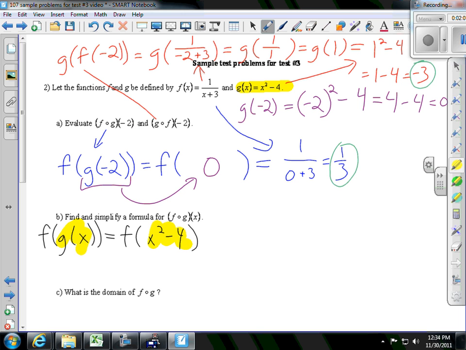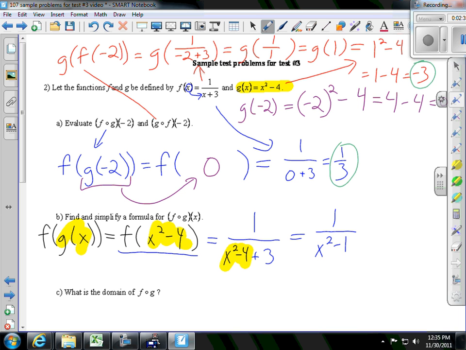Here's the tougher part. We're now applying f to x squared minus 4. F normally takes whatever you give it and puts it down there with a plus 3 next to it. So that's what we're going to do. There's a 1 on top. There's a plus 3 next to it. And then what's inside the parentheses is x squared minus 4. So that just got copied there. And then we just have to clean it up a little bit. So this is equal to 1 over x squared minus 1.